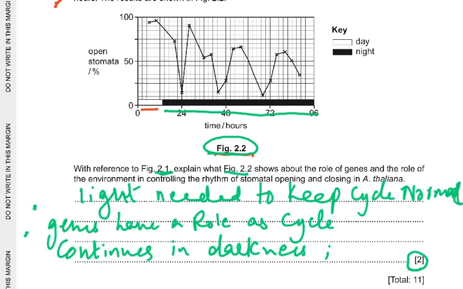Now, this part of the question was challenging. Why was it challenging? During the light, of course, you can see open stomata was nearly 100%. But during the dark time, a certain rhythm was still maintained, even though it was all night. So the genes must have a role, as the cycle continues even in darkness. Because if it was just that light and dark was resulting in the stomata opening or closing, then why was it opening and closing? Why was that rhythm maintained even when it was nighttime? It was all in dark. So that is how you had to address this question and answer it.